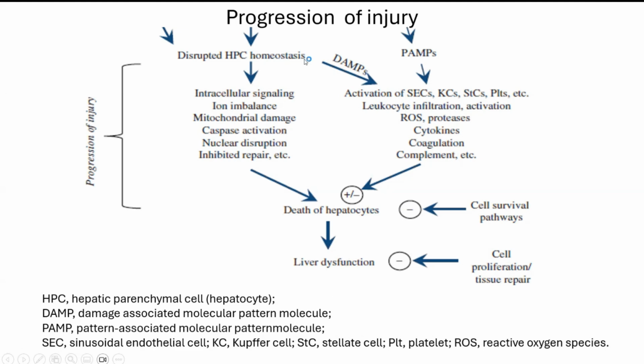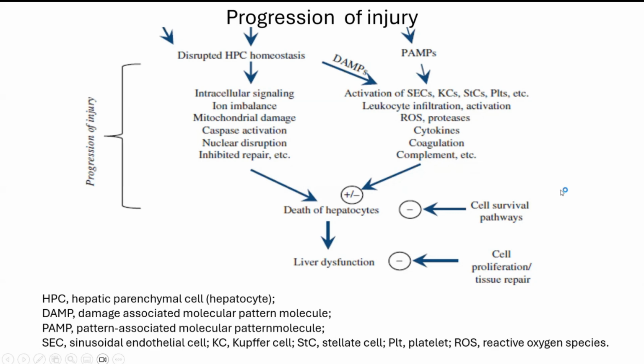Then also simultaneously DAMPs are produced. That is activation of endothelial cells, Kupffer cells, stellate cells, platelets, etc. Then leukocyte infiltration, activation of reactive oxygen species, proteases, cytokines, coagulation and complement. All this along with PAMPs, which are coming from the gut. So if there is an imbalance here, again death of hepatocytes happens. Cell survival pathways are inhibited, then death of hepatocytes happens. So finally it will all lead to liver dysfunction.